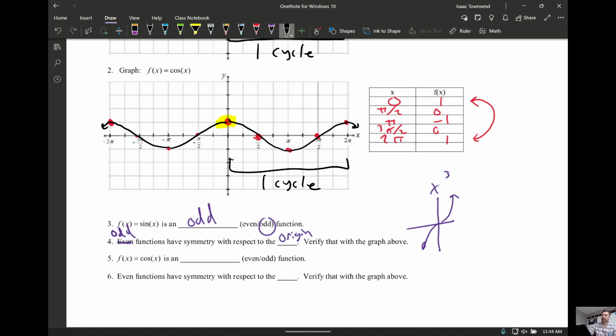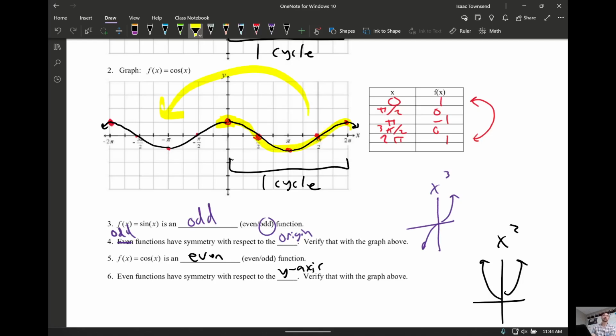Whereas cosine is an even function, and even functions, just like x squared, always have symmetry with respect to the y-axis. So notice if you took the cosine graph and you flip that stuff over the y-axis, it would land on the other side. So if you know that about even and odd functions, and you still remember that sine is odd and cosine's even, it can help you remember which one is symmetric to the origin versus which one's symmetric to the y-axis.